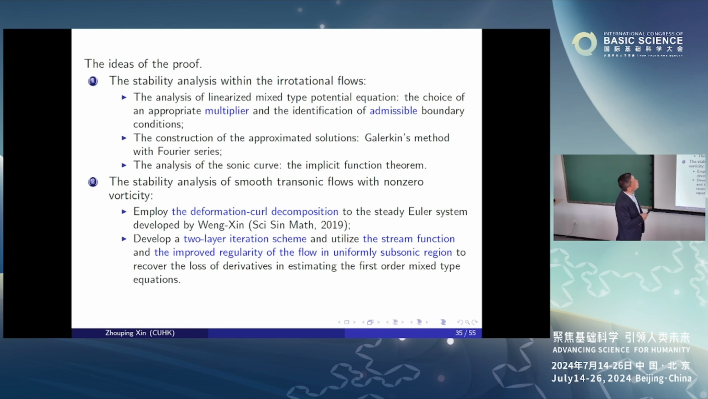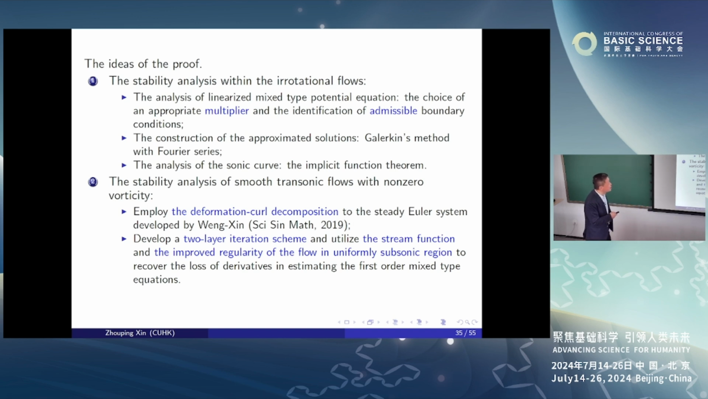We had two parts. Actually, we started with the irrotational case. Then the analysis of the linearized equation with mixed boundary condition, the choice of the multiplier and the application of the boundary condition is a key role. So we give a boundary condition which is physically reasonable, and this multiplier depends very much on our equation, which in this case is Keldysh type regularity. And the construction of the solution is by the Galerkin method. This actually was motivated by Kusumi's work for the Tricomi equation. The analysis of the sonic curve is just by the implicit function theorem.